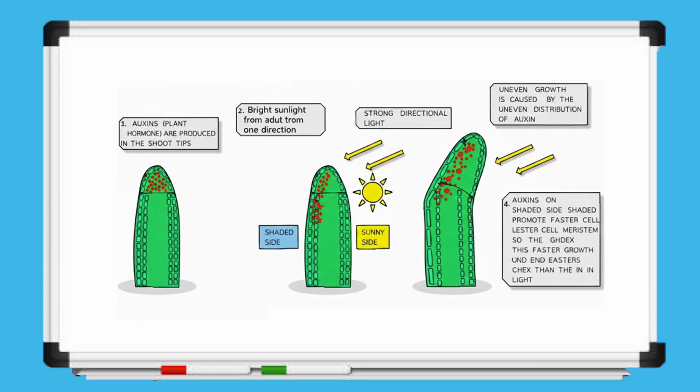In simpler terms, auxins are made in the shoot tips, they collect on the shaded side when light comes from one direction, cells there grow faster, and this uneven growth makes the shoot bend toward the light.